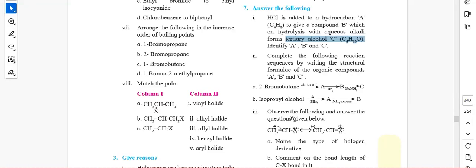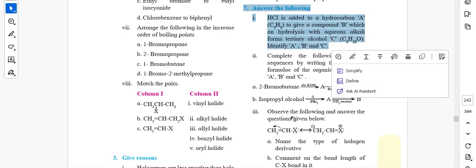Dear students, today we are going to solve haloalkane and haloarene questions from the 12th HSC book. Okay, so let's start with this question number 7. Now, what I'm going to do today is solve all these questions for you, and at the same time I'll explain all the concepts which are involved in these questions.